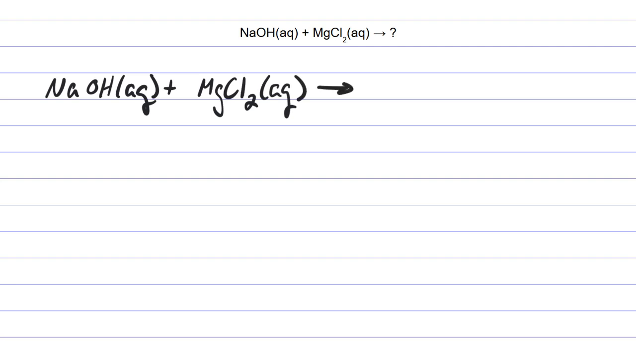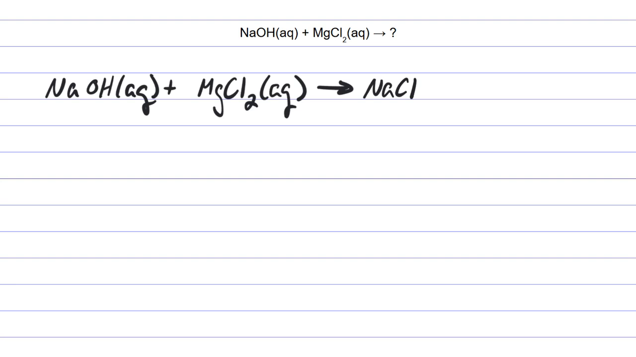And this is a double replacement reaction, so we are going to swap cations. Cations here are Na+ and Mg2+. The anions are hydroxide, OH-, and Cl-. So we're going to switch places, and we end up with NaCl. Now we have to stop here and ask, what phase is sodium chloride going to be in here?